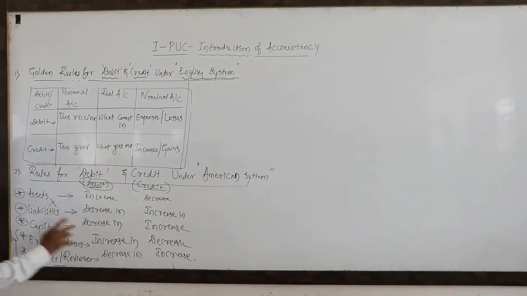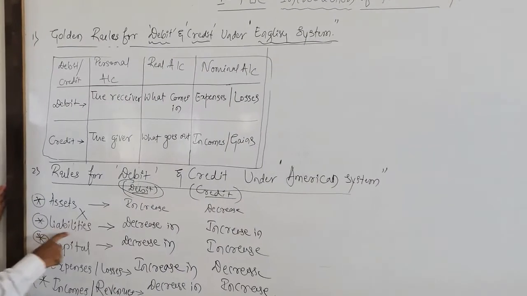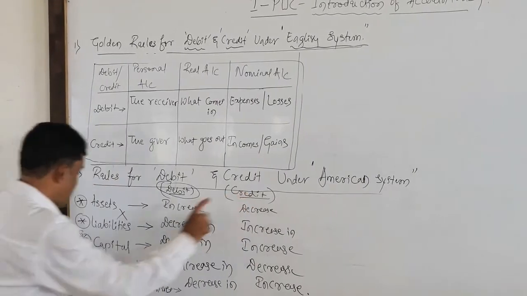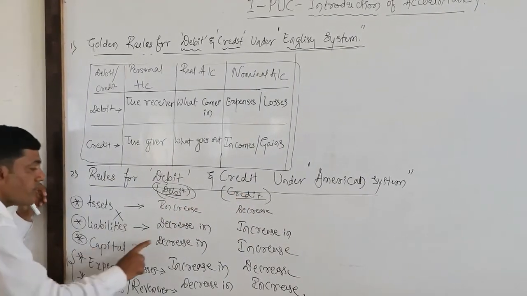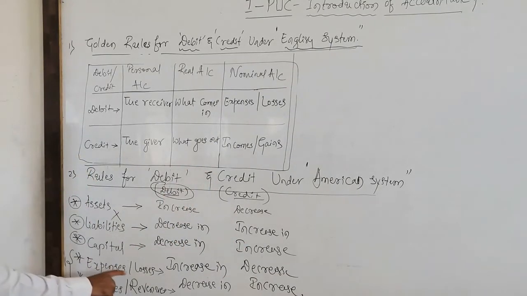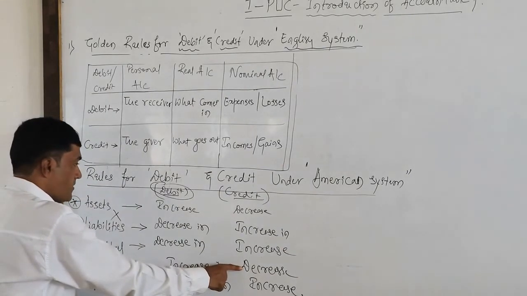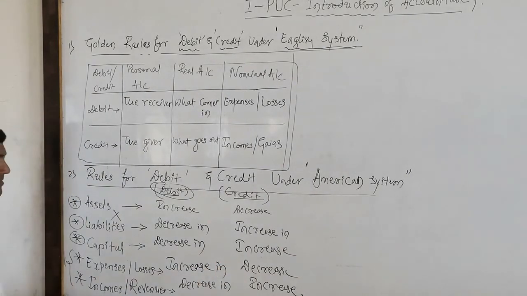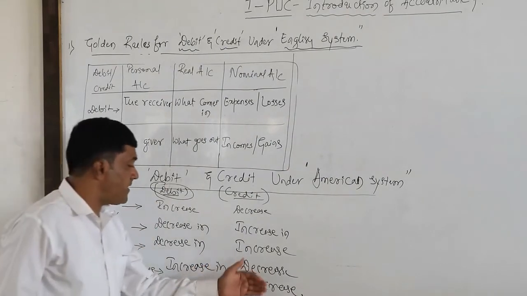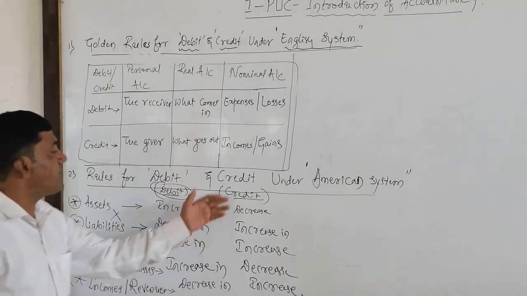So it is also very easy. Increase in asset, debit. Decrease in asset, credit. Look here: decrease in liability, debit. Increase in liability, credit. Capital: decrease in capital, debit. Increase in capital, credit. Expenses or losses: increase in expenses or losses, debit. Decrease in expenses or losses, credit. Lastly, incomes or revenues: decrease in incomes represents debit. Increase in incomes or revenues is credit.